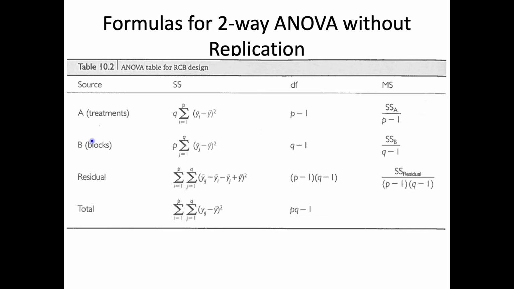And the lack of within block replication basically prohibits you from calculating an interaction term. Now there's ways of assessing interaction, which we'll see when we get to some actual data, but you can't put a p-value on that. You can't put an F statistic on that because it just doesn't appear in the model.